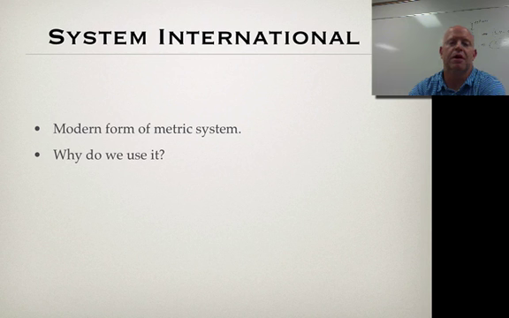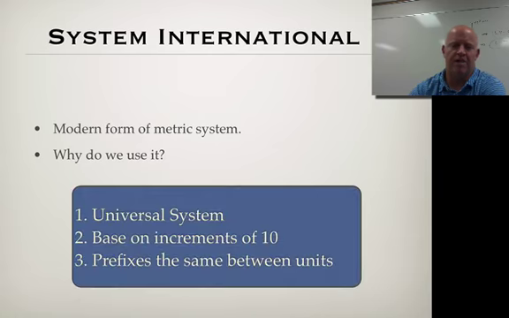Now the System International, or we usually abbreviate it the SI system. The SI system really is a useful tool for us because the way they've set it up makes it much easier to work within different units and convert between different units. Some of the nice things about the SI system, it is universal. So the scientific community has adopted this unanimously and uses it universally throughout any country in the world.